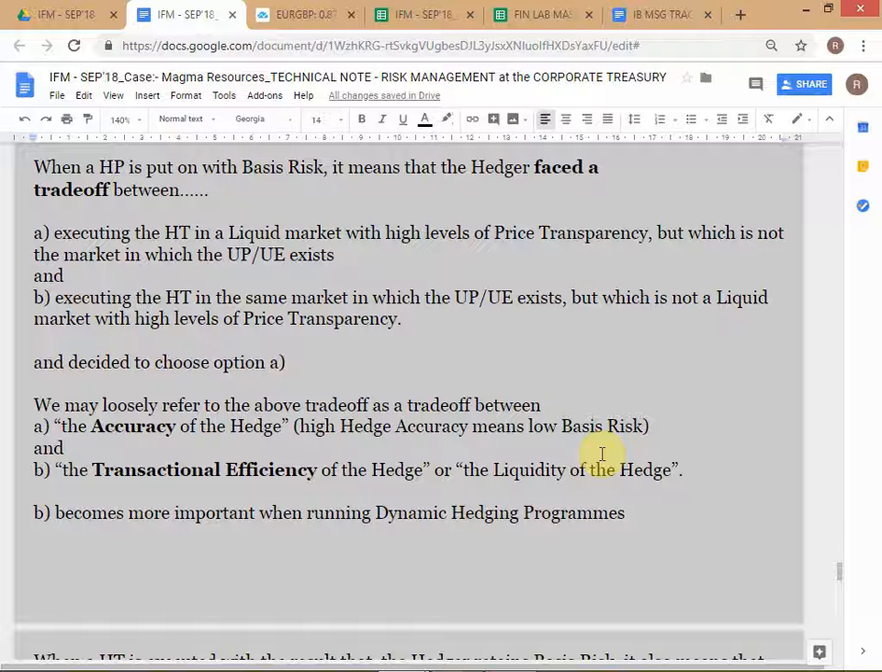Very low transaction costs, very liquid. It means that you can move a large amount of volume without much effect on the price. That's what liquidity means.